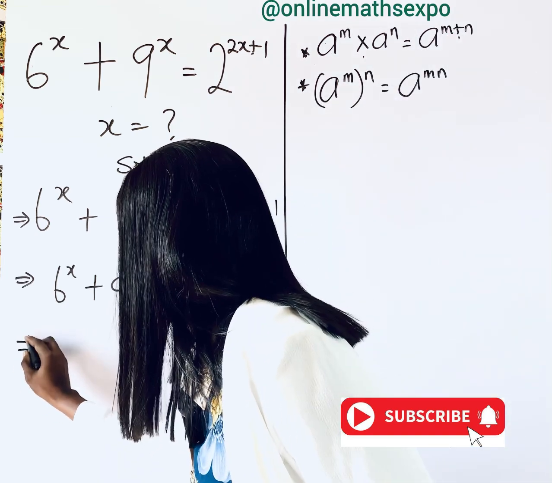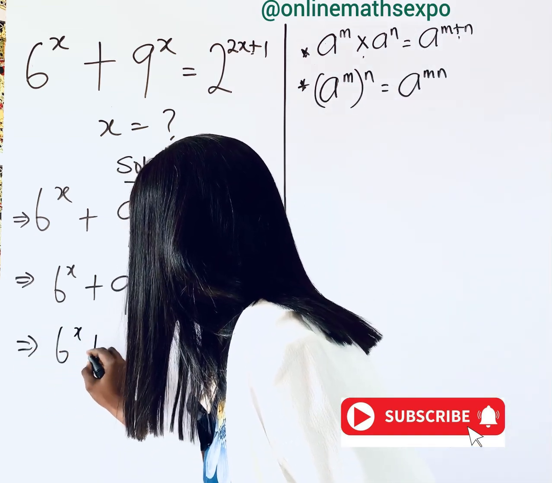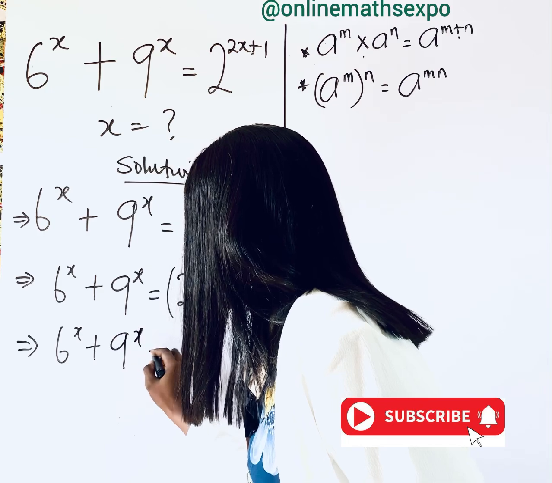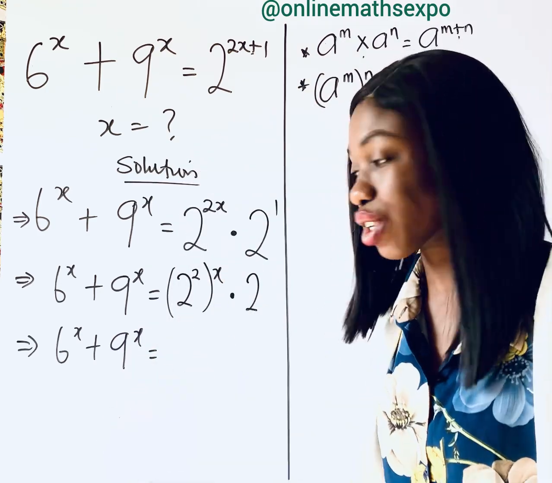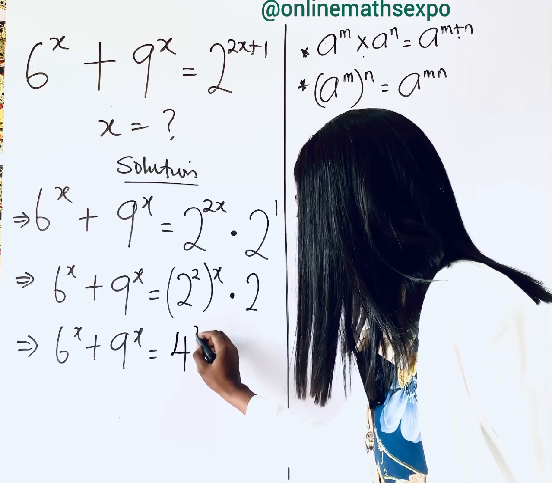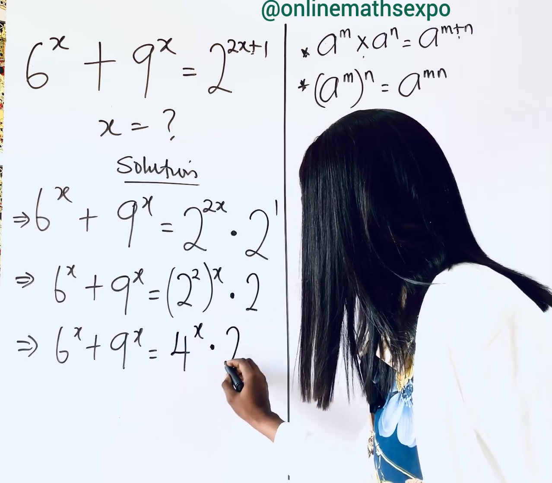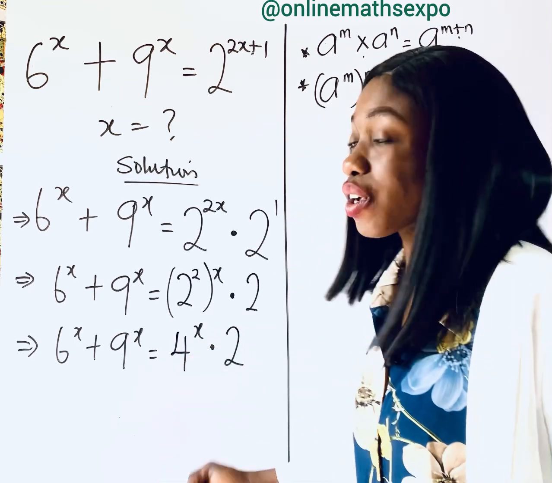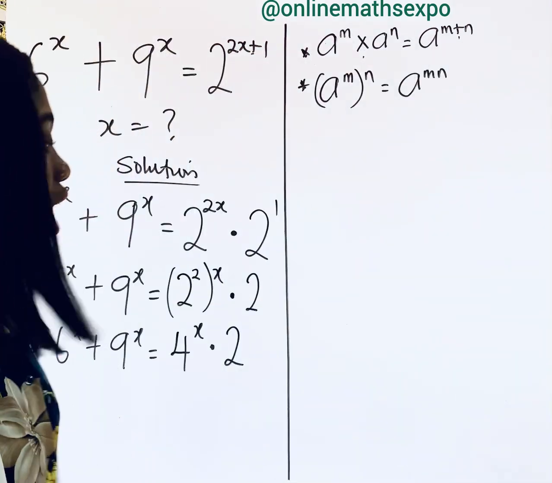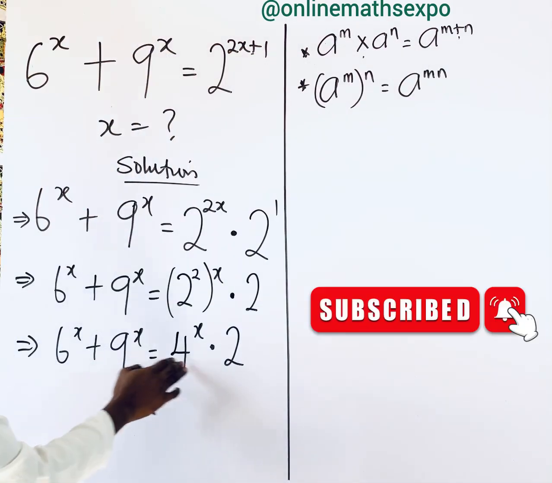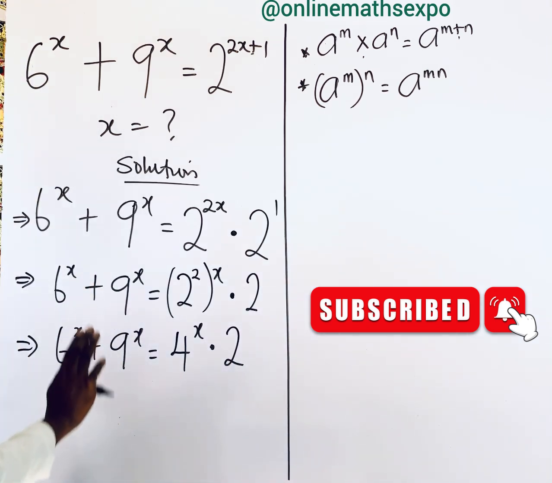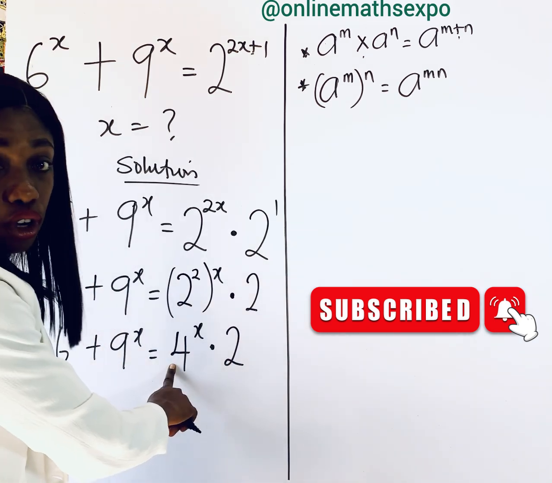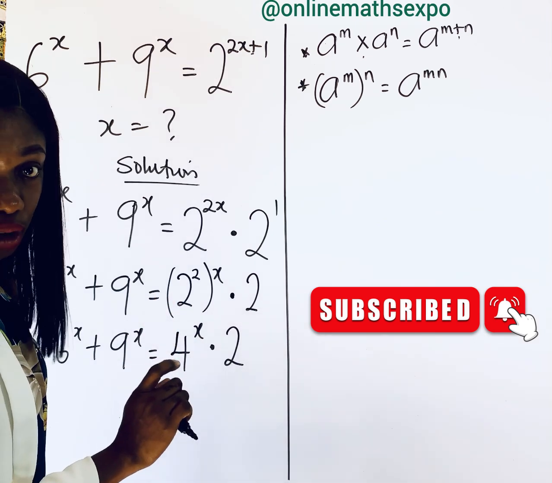We simplify. So we have 6 to the power of x plus 9 to the power of x is equal to 2 raised to power 2, which is 2 times 2 to give us 4. So this gives us 4 to the power of x multiplied by 2. Now, at this point, like we said at the beginning, we are going to divide with either of these terms. So choose any convenient one, okay? I want to choose the lowest term, which is 4 to the power of x. I hope you are with me.